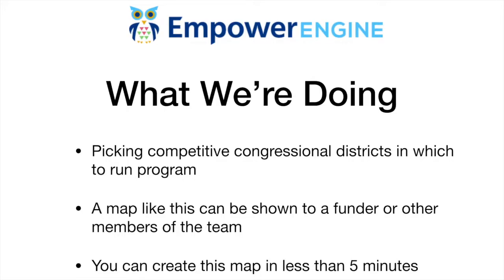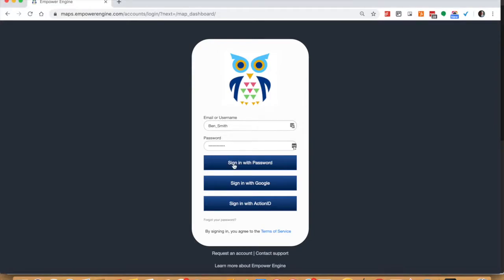In this case, you're going to focus on electorally competitive districts, and you want to visualize your strategy for funders and the rest of the team. You can do this in less than 5 minutes with this feature. So let's log in to Empower Engine and get started.